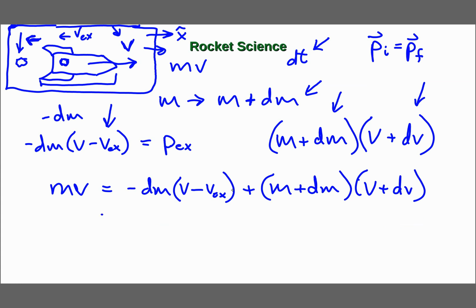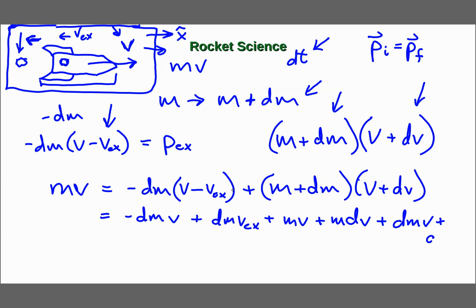So now, if I expand this equation, I would have minus dm times v plus dm times v exhaust plus mv plus m dv plus dm v plus dm dv, okay? And then if I look at these terms, you notice I have a dm v here that's negative, and I have a dm v here that's positive. So they cancel, okay? You notice I have mv here, and the other side of this equation is mv. So if I subtract it from the right side and subtract it from the left side, I end up with 0 on this side, okay? And this term is gone.